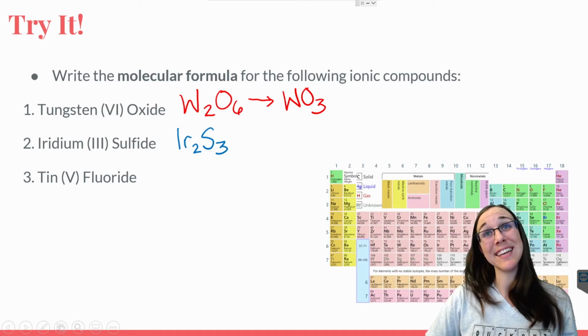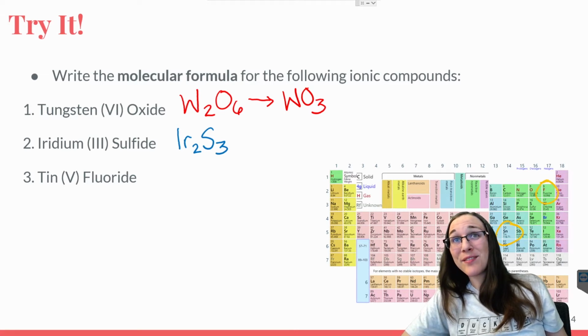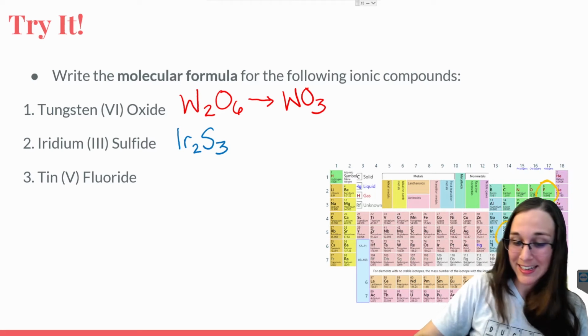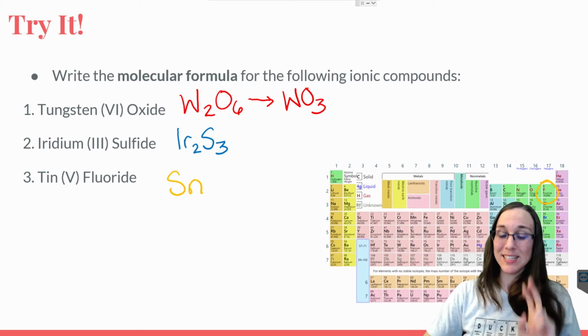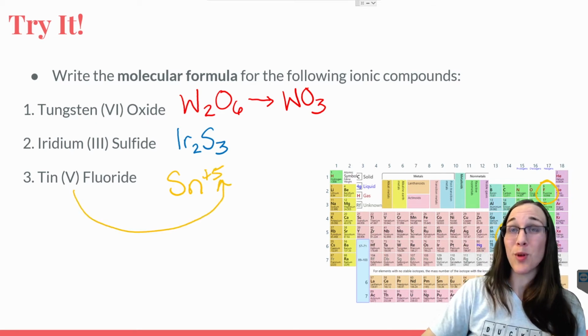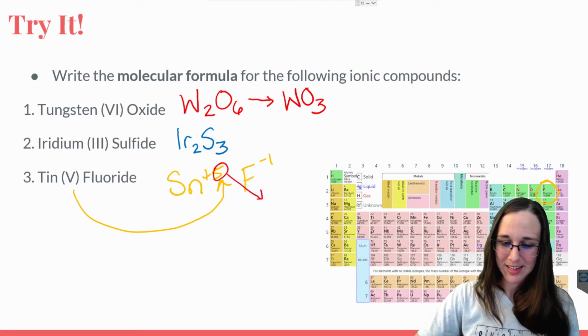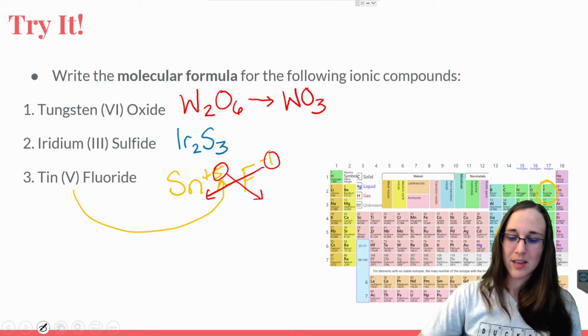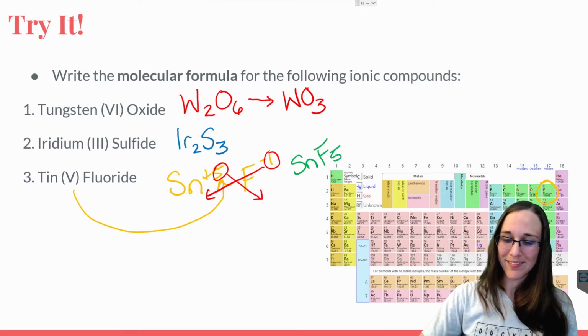How about tin 5 fluoride? First we have to find tin in our transition metals. And tin is right behind my head, right there. And fluoride is right there for fluorine. So Sn is the symbol we need to use for tin, and the Roman numeral present is 5, the V. So we'll put a +5 in the upper right-hand corner, and fluorine is -1. Let's take those superscripts and drop and swap them. We'll take this 5, put it down here, take this 1, and put it down there. So we end up with Sn1F5. Anytime we have 1 in the bottom, get rid of it. We don't need to show it.